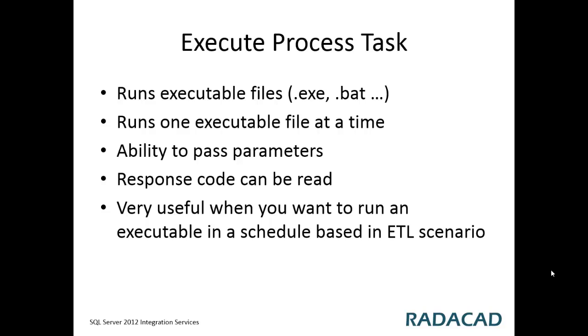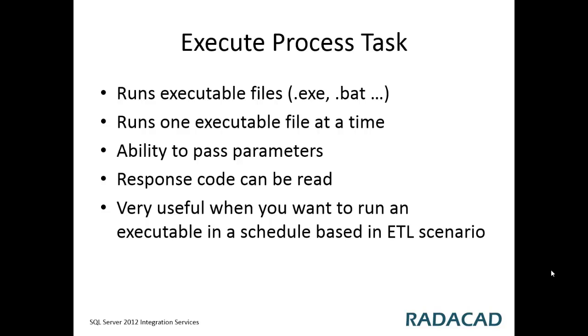We have the ability to pass input parameters to this process task and get parameters out of this task. So if you want to work with an application, a written application that accepts input parameters and sends back some outputs, you can use execute process task for that. And the response code can also be read. For example, for some command lines, some response codes or exit codes will be generated by that command line, and you can read those exit codes and check whether this was successful or not.